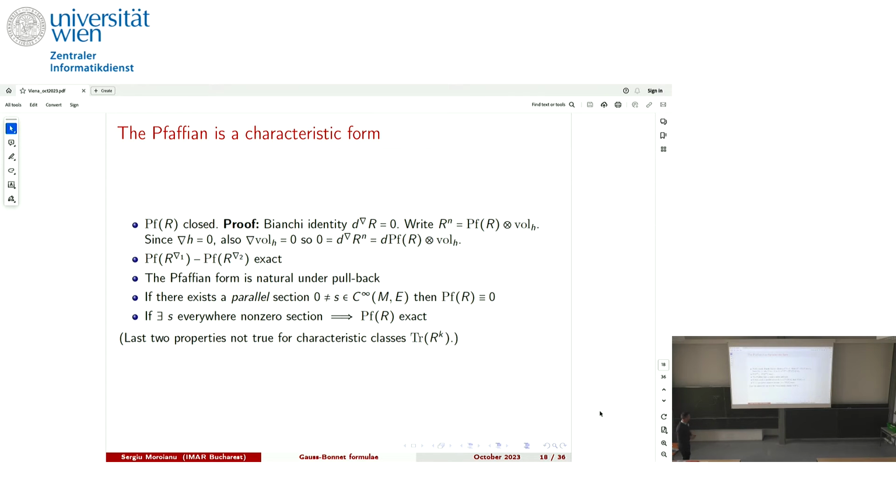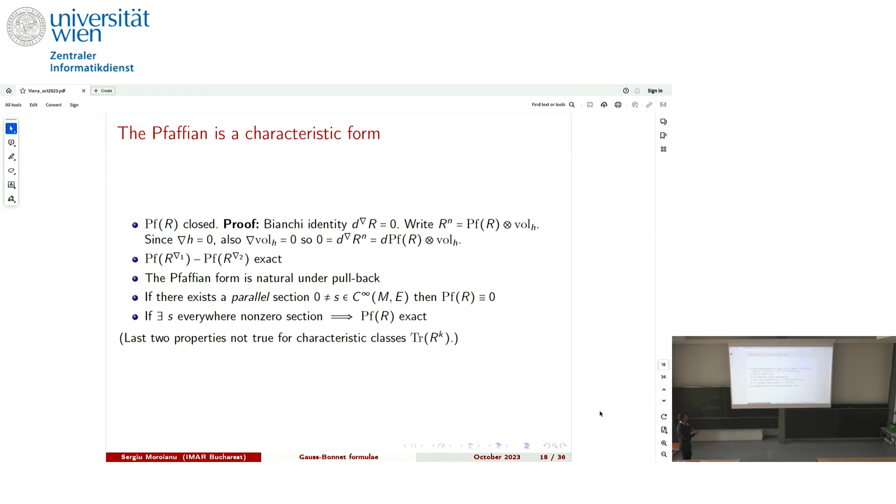Okay, and this is a so-called characteristic form. There are other types of characteristic forms, which consider R to be a two-form on M tensor endomorphisms on E. If you consider R in this double algebra, then the power K is not the one we had before. It is multiplication of forms in the first term and composition of endomorphisms in the second term. And then you can take traces. You make other types of characteristic forms. The Pfaffian is not like that.